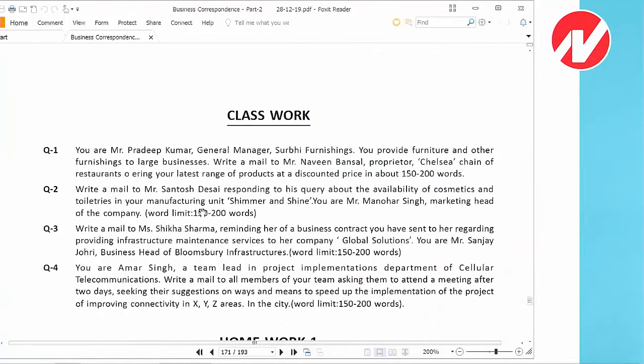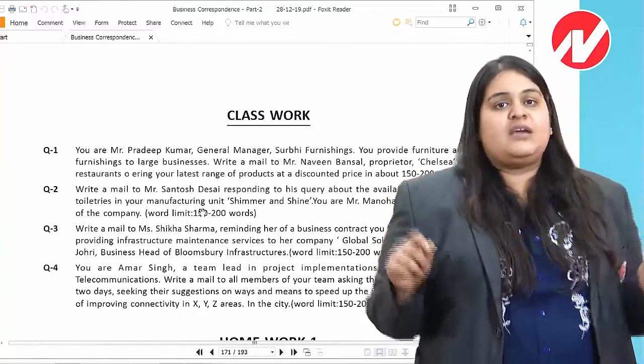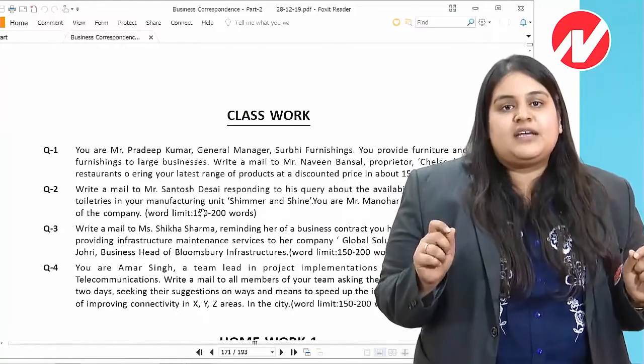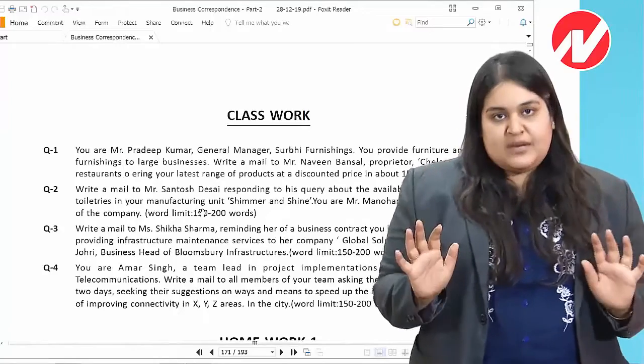You are Mr. Pradeep Kumar, General Manager, Surbi Furnishings. You provide furniture and other furnishings to large businesses. Write a mail to Mr. Naveen Bansal, Proprietor, Chelsea, chain of restaurants offering your latest range of products at a discounted price in about 150 to 200 words. So, all the necessary ingredients to write the email is mentioned in the question.